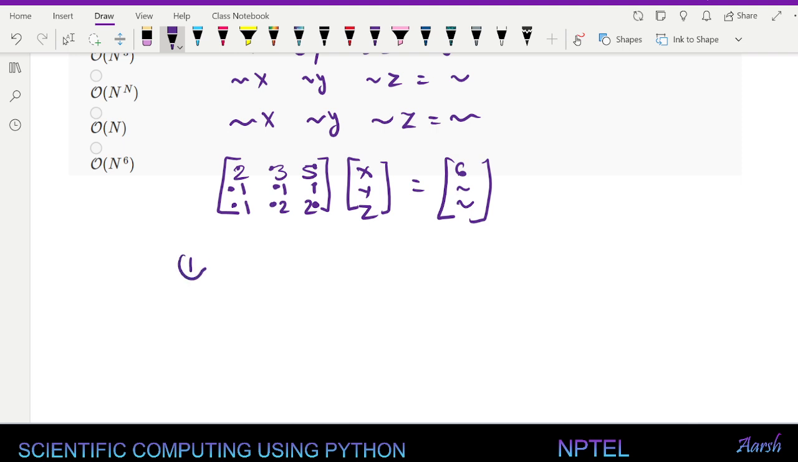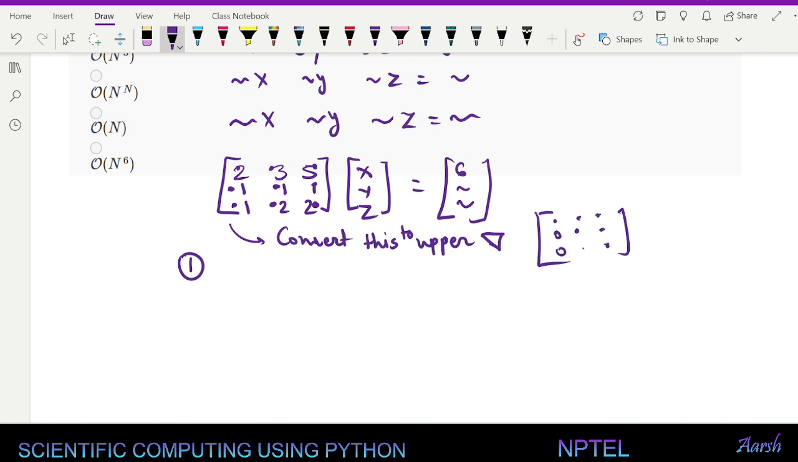So the first step is what we want to do: convert this into an upper triangular matrix. Okay, so you have some numbers here, but these three numbers become 0. In general, if it is n cross n, then diagonal elements are okay, and elements above the diagonal can be non-zero, but elements below the diagonal have to be 0.